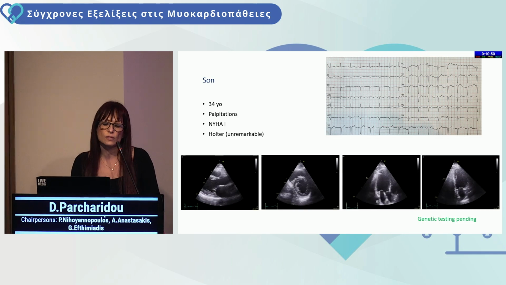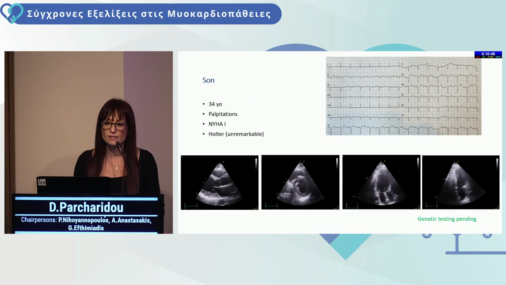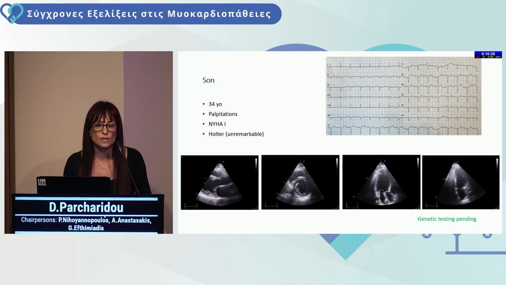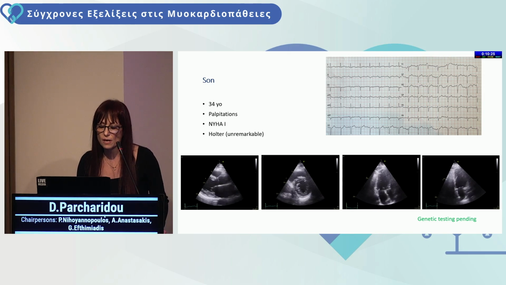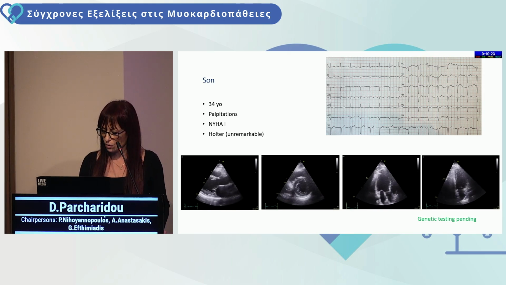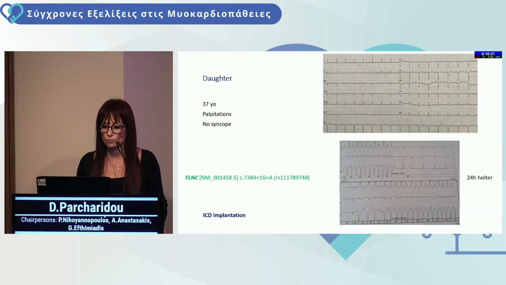And now we continued with the family screening. The son is 34 years old. He has palpitations. He is functional class 1, and his Holter was unremarkable. But as you can see, he has a pathological ECG with borderline low voltage, Q waves in the inferior wall, and abnormal R wave progression in the precordial leads. And also from the echo, he has hypokinesia in the posterolateral wall and the basal to mid inferior wall.